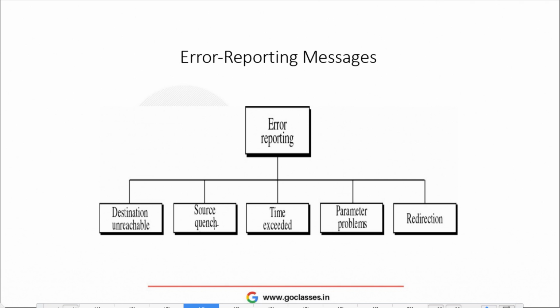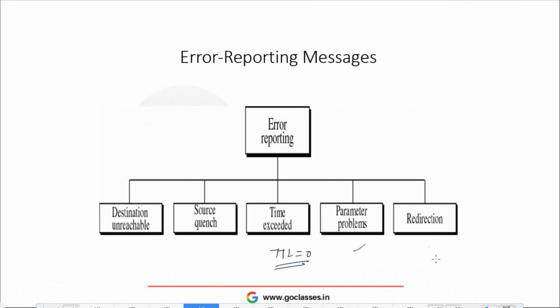Source quench is basically used if there is congestion in the network and the router has to drop the packet, then there will be a source quench message. If TTL becomes 0, then there will be a TTL exceeded message. If there is some problem in the IP header, maybe the router thinks that the destination IP address, or maybe some option, or maybe something is wrong, then the router will send the parameter problem message.